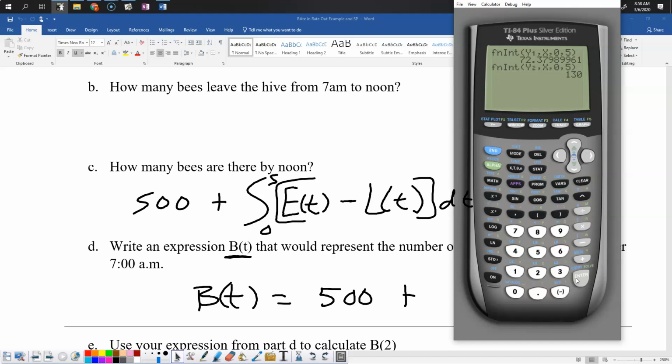All right, the next question: how many bees are actually in the hive at noon? Well, for that, we have to do 500 plus the integral of y1 minus y2. So I think you guys have got the idea. Once you have your setup, it's just punching numbers into the calculator.